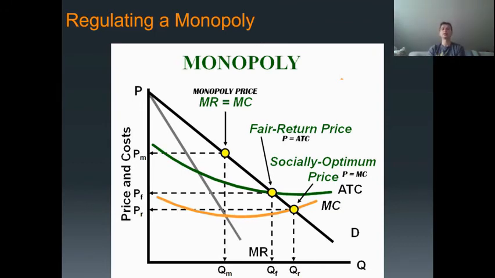So if it's unregulated, you see the monopoly price right here, set by MC equals MR. Gets your quantity, price set by the demand curve here. Now this is a higher price than what our socially optimal is. Socially optimal is the perfectly competitive outcome. It is allocatively efficient. That is set by our MC equals demand. So PR right there is our socially optimum, perfectly competitive outcome.